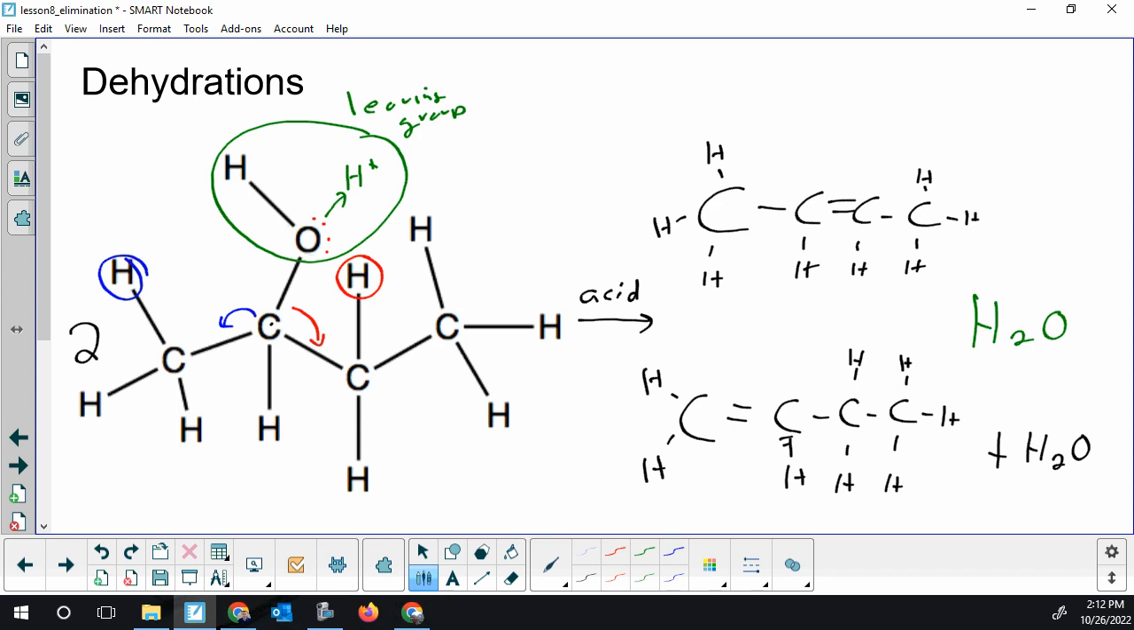Okay. So if you had an alcohol on a 2 carbon long molecule, you wouldn't get 2 names, you just get 1. You'd end up with just ethene. Okay. So this is one of our elimination types, elimination of water, dehydration.